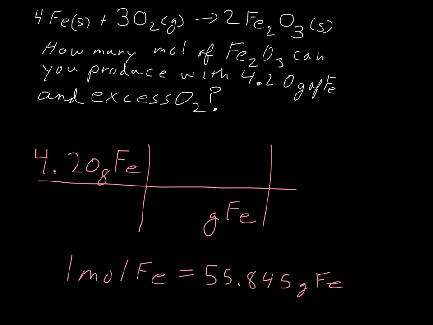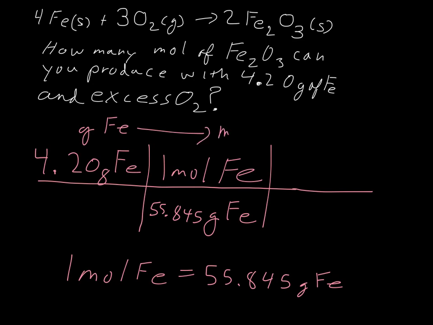So, 55.845 grams of iron is equivalent to 1 mole of iron. So I've gone from grams of iron over here to moles of iron over here, and I've used my molar mass as a conversion factor. All right, so now I'm done with my grams, but I have moles of iron, and that's not what the problem's asking for.